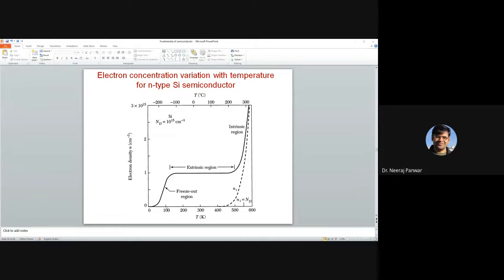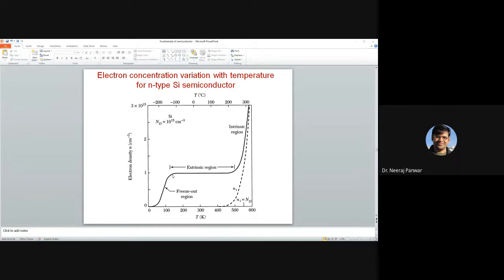As the temperature is increasing, more and more donor atoms get ionized. They donate their electrons to the conduction band. This increase is exponential. It is given by some exponential term. So the electron concentration in the conduction band increases exponentially as the temperature increases.